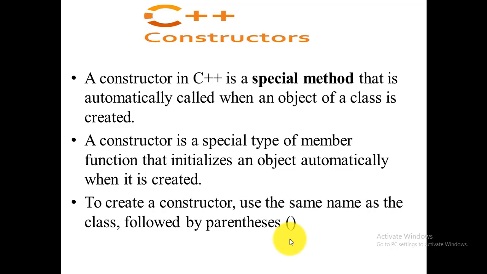We got the four main points. Number one, the constructor is a C++ special method. Number two, it is automatically called when an object of a class is created. Number three, it initializes object values automatically. Number four, it has the same name as the class.